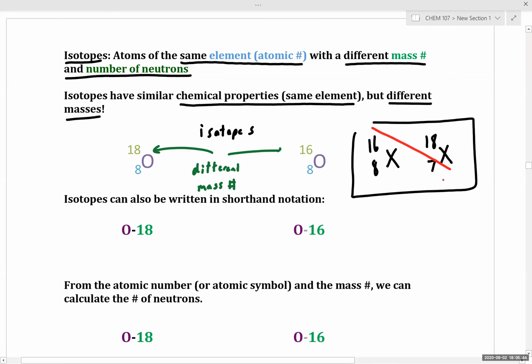The reason for that is these two symbols represent different elements. And as a result, they cannot be isotopes. Isotopes: same element, different mass. Does that make sense to everyone?